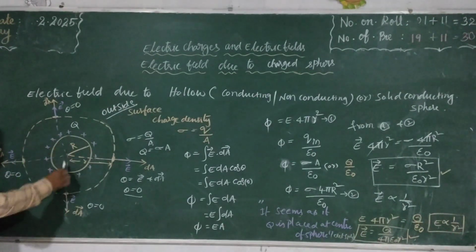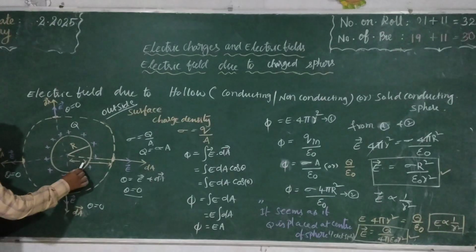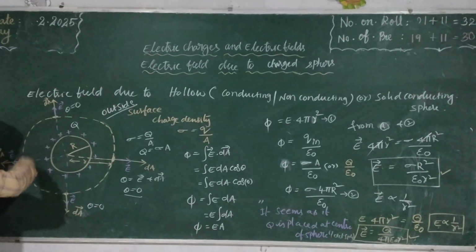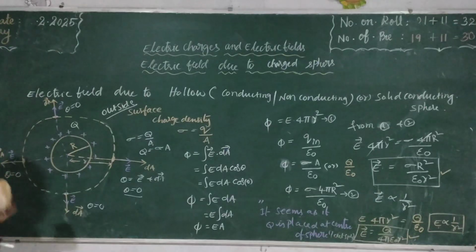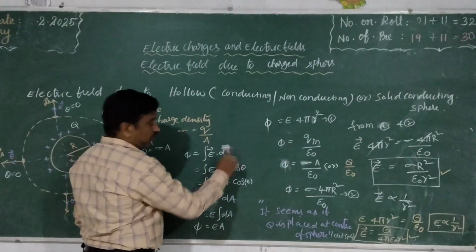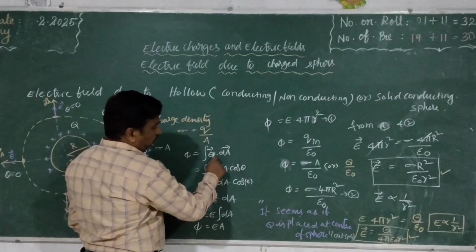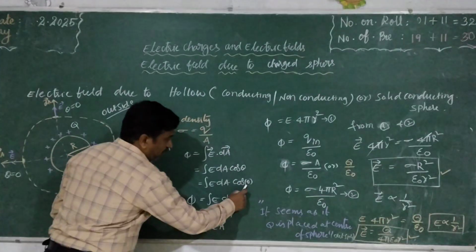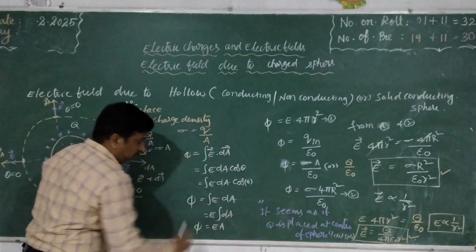Here, at radius r, or distance from the center, we can draw a Gaussian surface. For this Gaussian surface, what is the flux passing through it? We find flux phi equals integral E dot dA. E dot dA means E dA cos theta. What is the theta value here? 0. Cos 0 means 1. E dA, we get E outside.